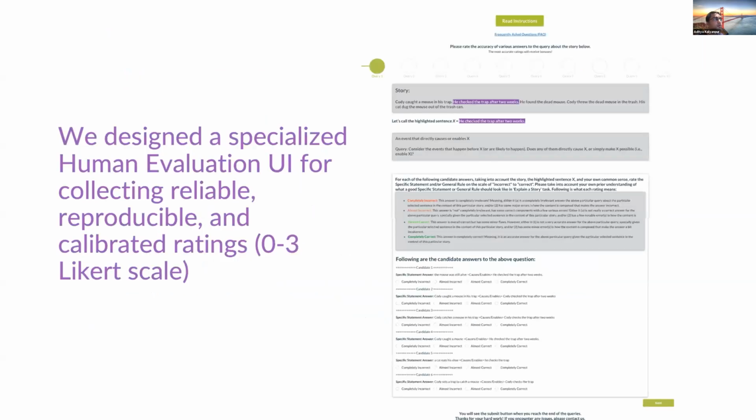And for the human evaluation, we gave them a UI for this. And like I said, we collected ratings on a 0 to 3 Likert scale, where 0 is completely incorrect, the rule is really bad. Almost incorrect is 1, almost correct is 2, and completely correct is 3.